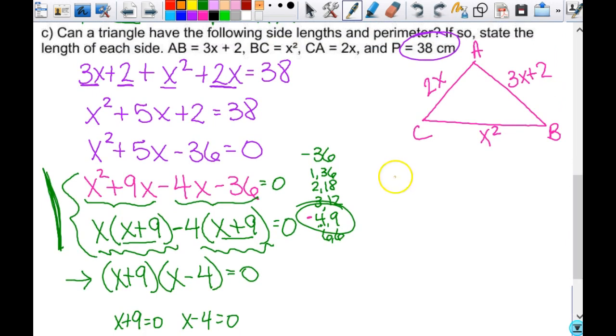So when I start, I'll look for AB. That's going to be equal to 3 times 4 plus 2. What is that?